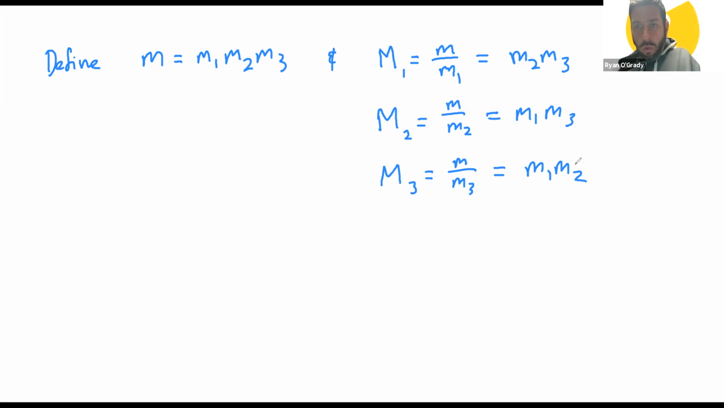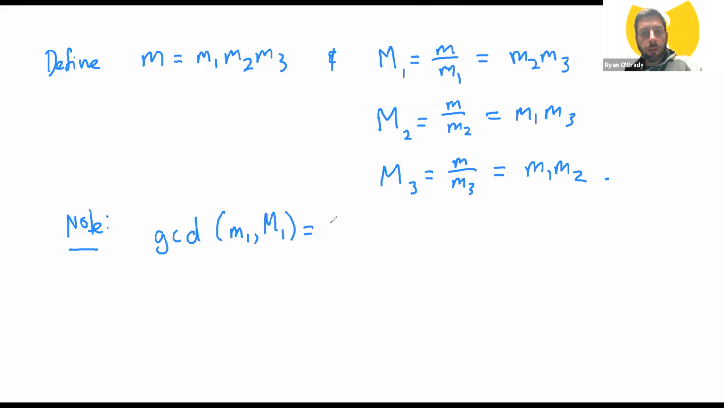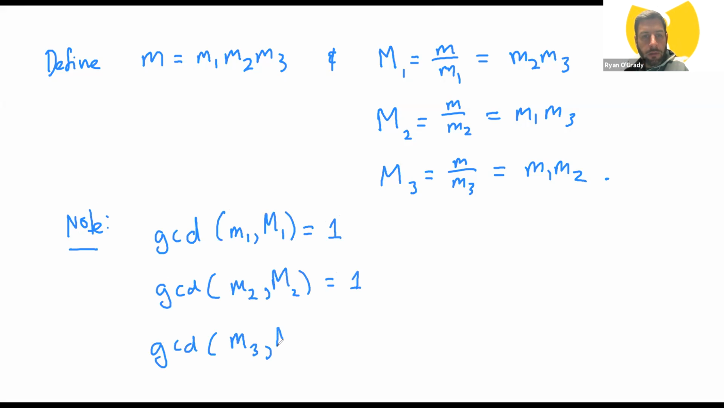Okay, so what good is all this? Well, let's look at the GCDs. And this is important to understand, we're constructing this in this way. So what is the GCD of, say, little m sub 1, comma, capital M sub 1? Well, that is 1. And then the GCD of lowercase m sub 2 with capital M sub 2 is 1. And then, of course, the GCD of lowercase m with capital M is also 1.